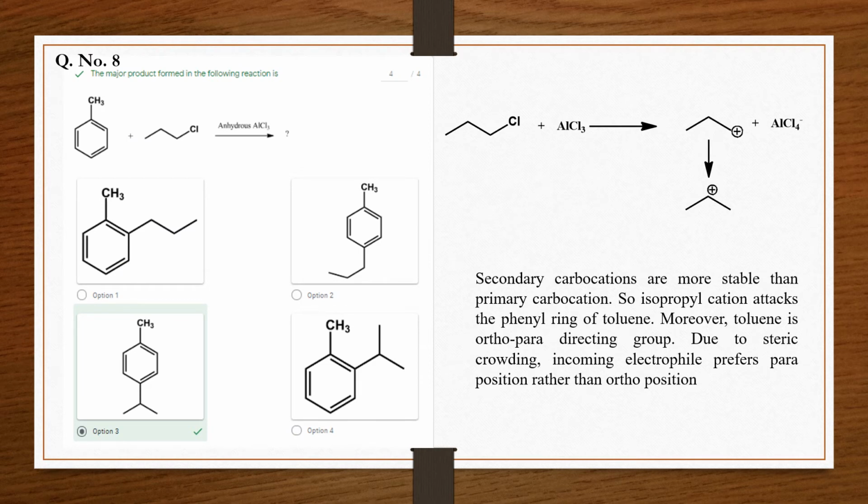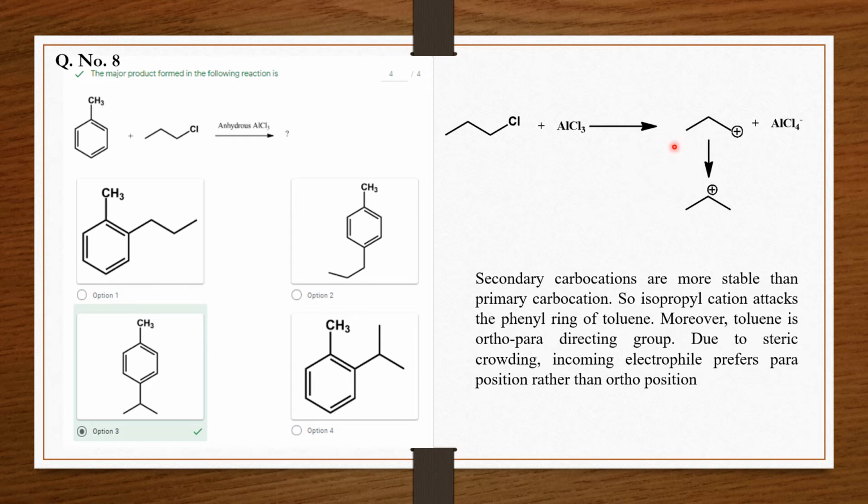And the next question is: the major product formed in the following reaction is. It is the reaction between toluene and N-propyl chloride in the presence of anhydrous aluminum chloride. Actually, it is a simple Friedel-Crafts reaction. If you look at the mechanism, in the first step, N-propyl chloride reacts with aluminum chloride and forms the carbocation, that is N-propyl carbocation, and aluminum tetrachloride ion.